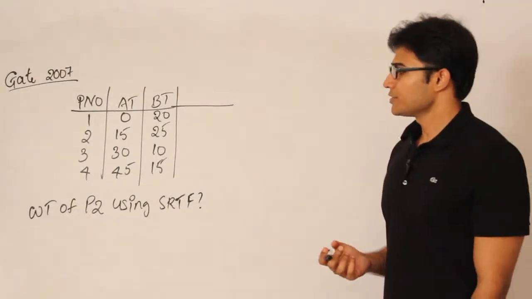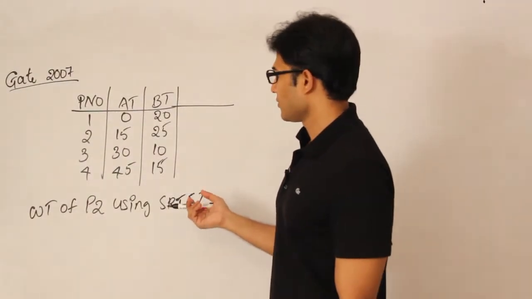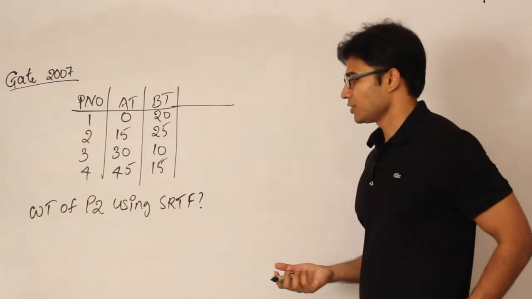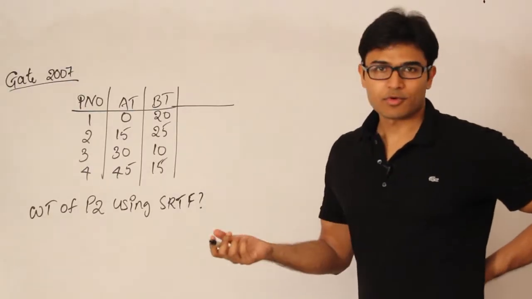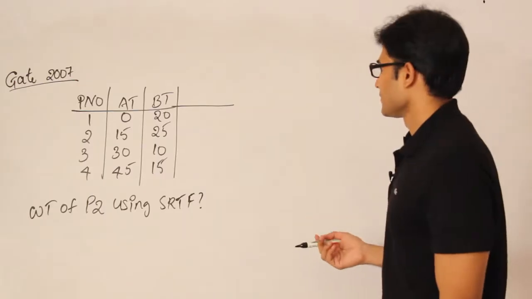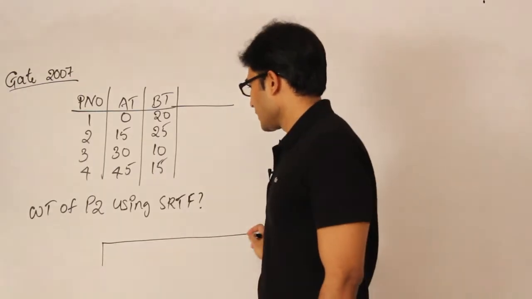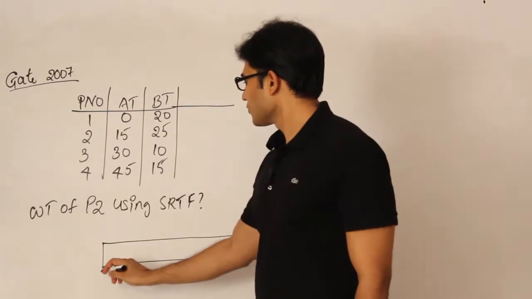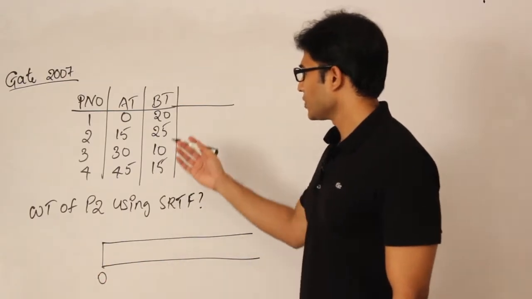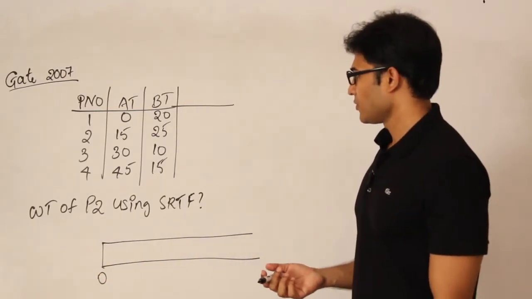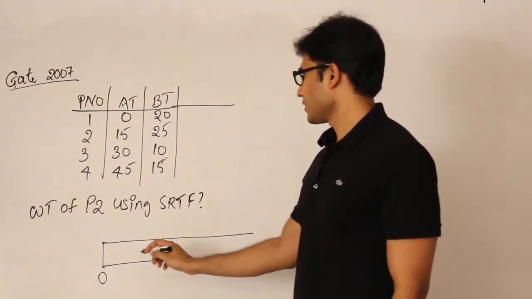Now it is asked in GATE 2007, they are asking about what is the waiting time of process P2 using SRTF. So even though they are asking for only one process, let's do it for all the processes. First thing is, you know that arrival time has to start from 0, fine, and then only one process is available as of now, which is P1, fine.